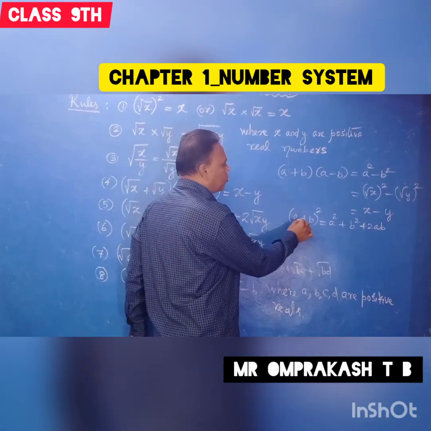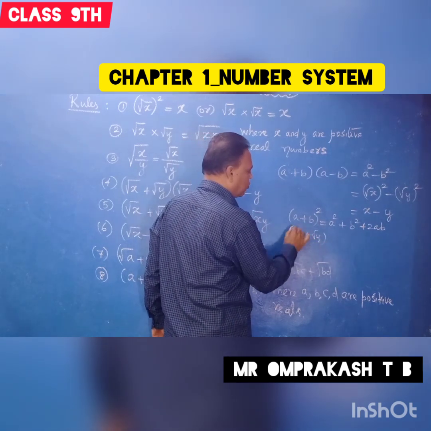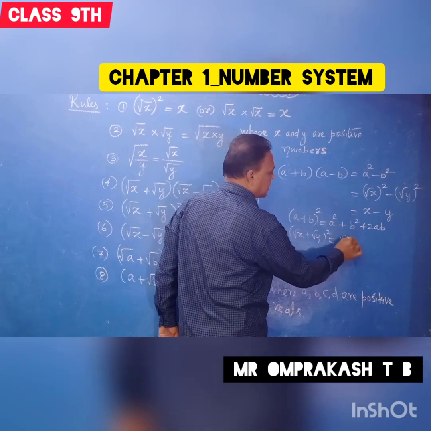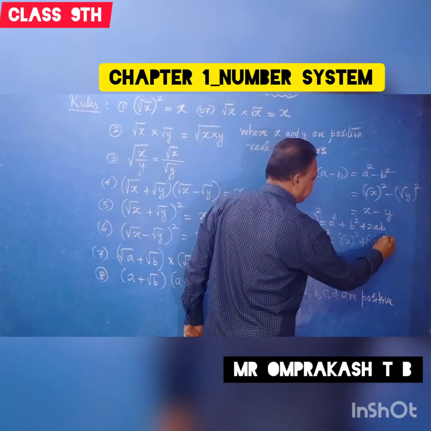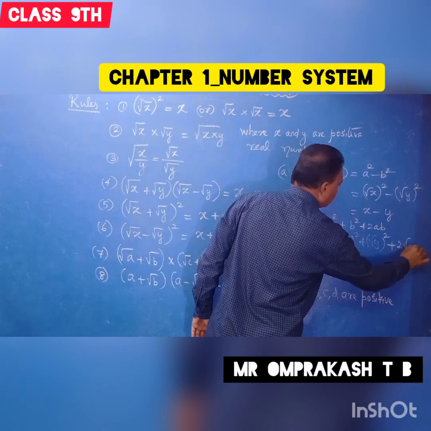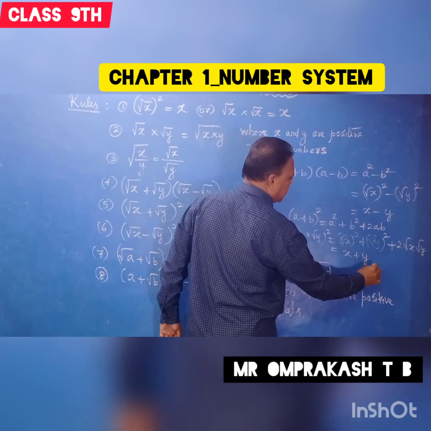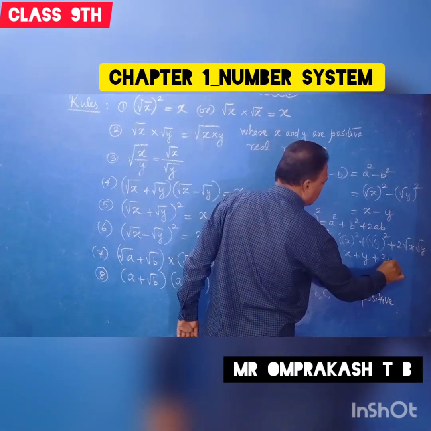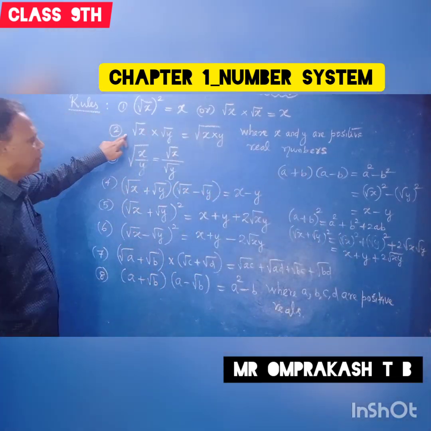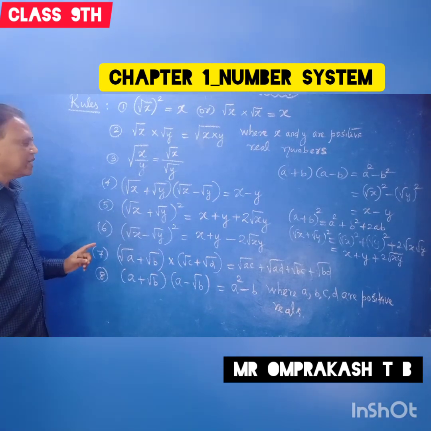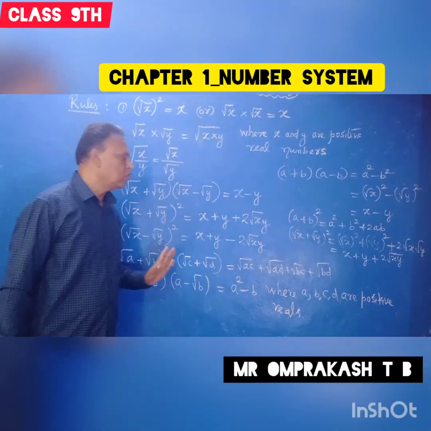Now here root x, root y you are putting. So root x plus root y, the whole square, equals root x whole square plus root y square plus 2 into root x root y. Root x square is x, root y square is y, plus 2 root x into root y is root xy, applying the second rule. Clear? Same way with minus also. Root x minus root y whole square is x plus y minus 2 root xy.